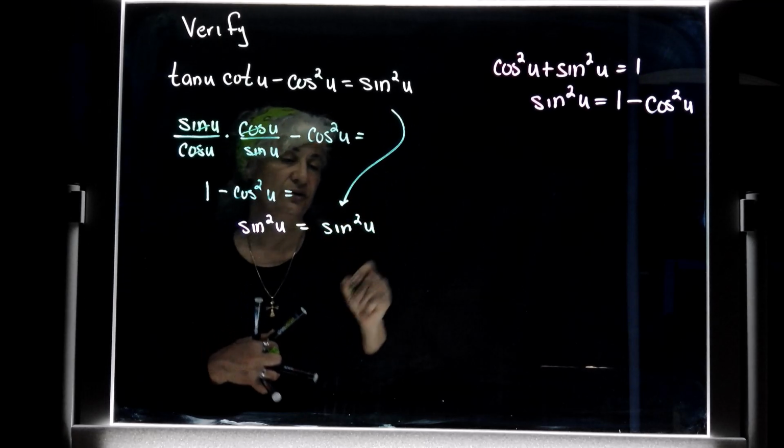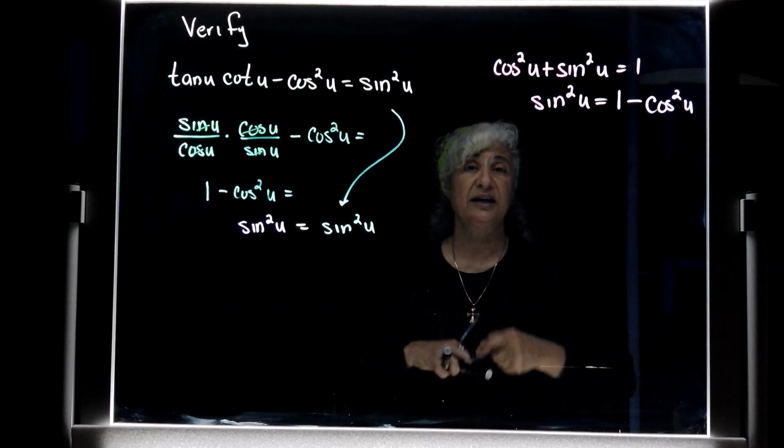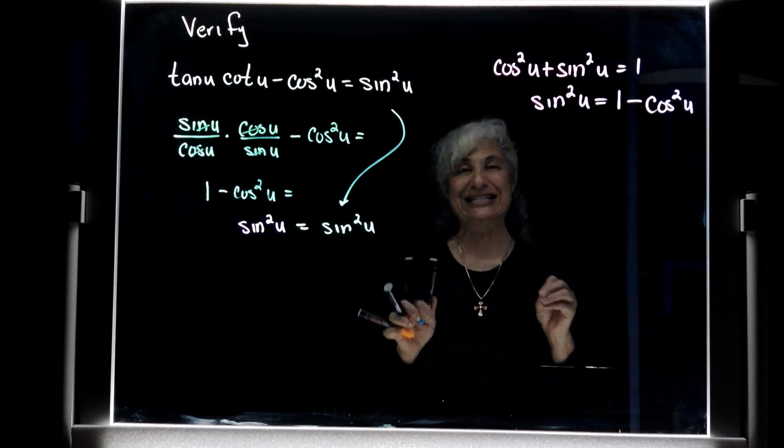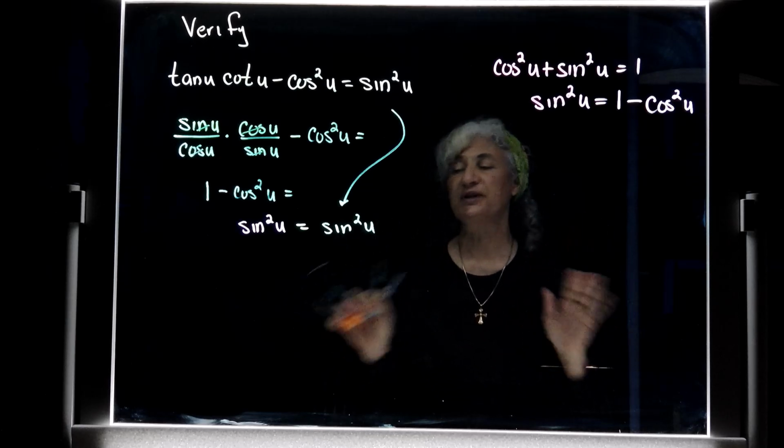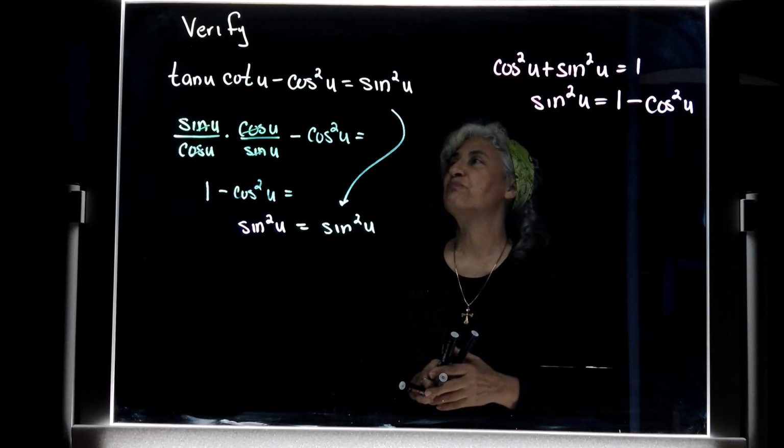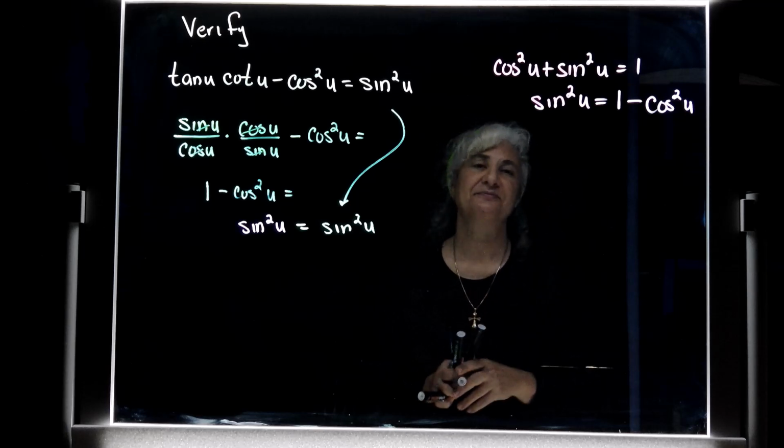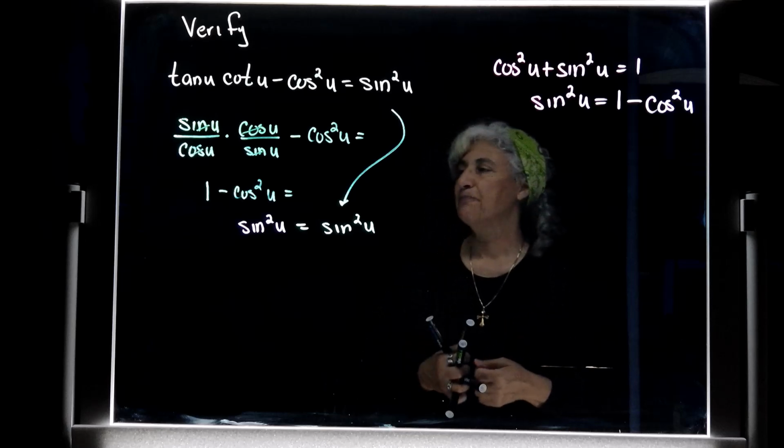sine squared u. This is the very last line where you actually have the exact same thing written on both sides of the equal sign. Verified? Check. With me? Okay.